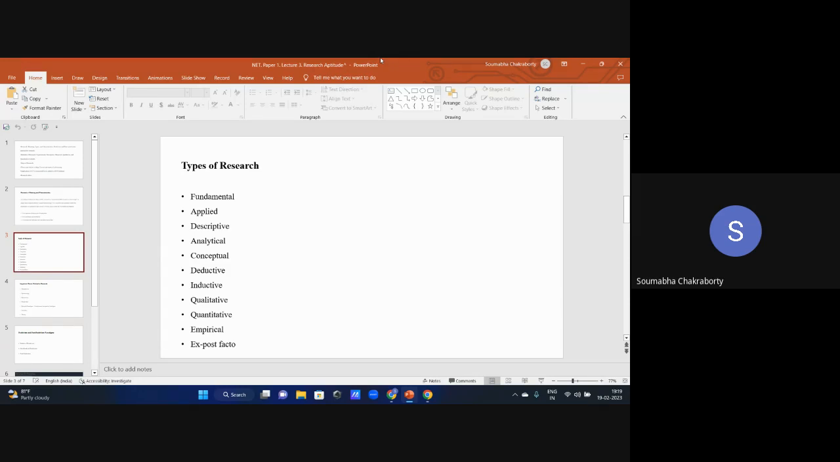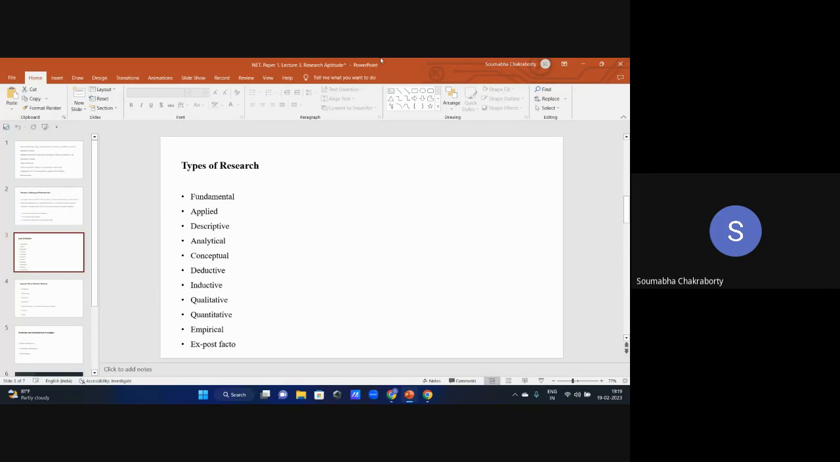The next kind of research that I'm going to talk about is deductive research. Now, deductive research is also termed as top-down or general to specific kind of research. And in this kind of research, a theory is tested with the help of available information. And this kind of research too begins with the formulation of a hypothesis.